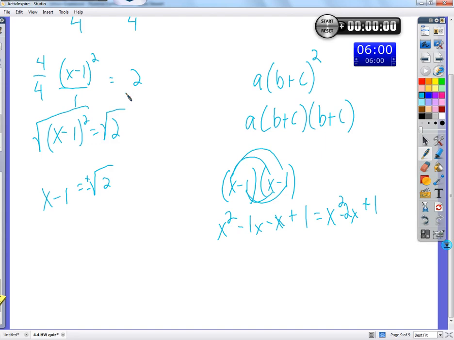How are we going to get x by itself still? It's almost there. How are we going to get it by itself? Add one to both sides. Okay. I want you to keep something in mind.